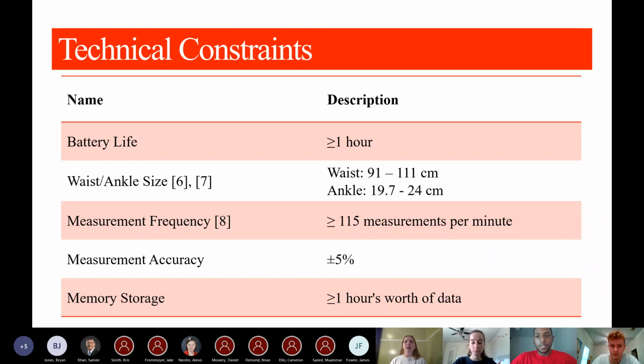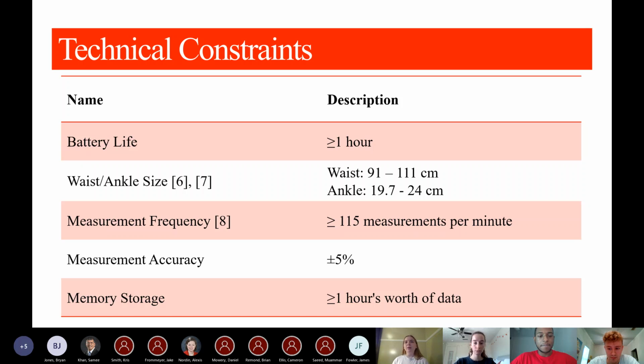Now for our constraints, we'll start with our technical constraints. It's really important that our battery life lasts at least an hour and we have enough memory storage to store an hour's worth of data, because that's the maximum walking session that will ever be prescribed, though they're usually closer to 15 to 30 minutes.